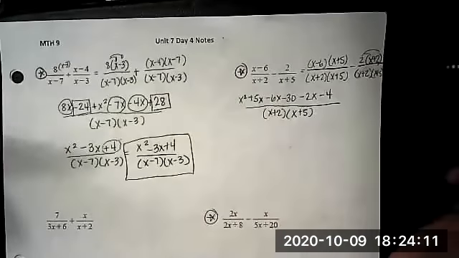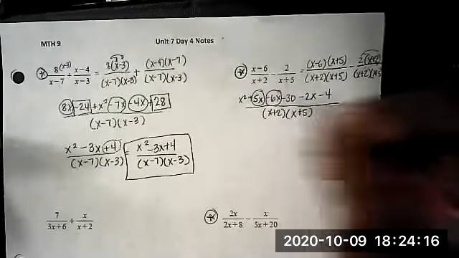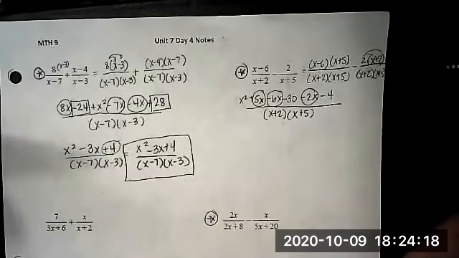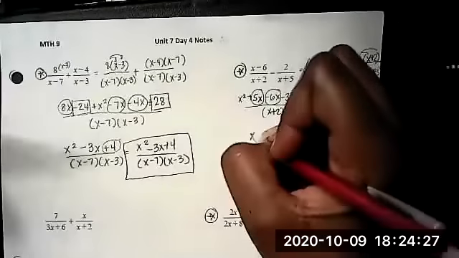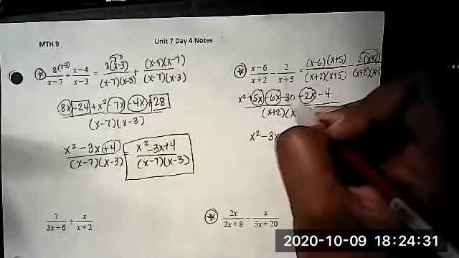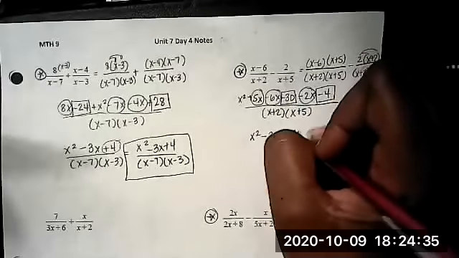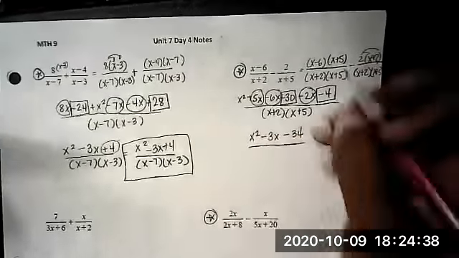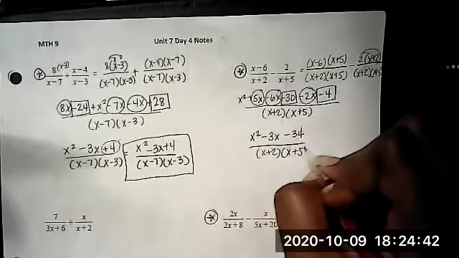Good. So combine like terms. The like terms here are 5x, negative 6x, and negative 2x. Okay, so 5 minus 6 minus 2, that becomes negative 3x. So x squared minus 3x. Here, negative 30 and negative 4 become negative 34, all over x plus 2 and x plus 5.